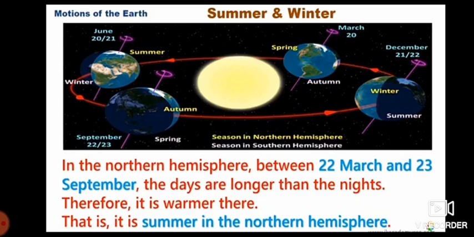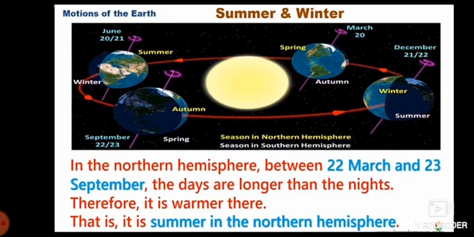Okay, first we are going to study about the northern hemisphere. So in the northern hemisphere, between 22nd March and 23rd September, the days are longer than the nights. Did you understand? So what happens in the northern hemisphere, the upper part, from 22nd March till 23rd September, the days are longer. Yes, daytime is longer and night time is shorter, and therefore it is warmer there. Warmer means there is more heat in the northern hemisphere, and that is, it is summer in the northern hemisphere.